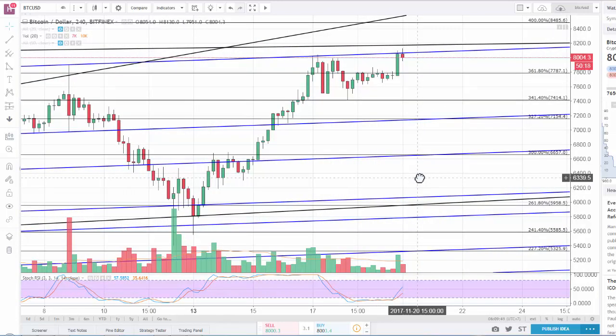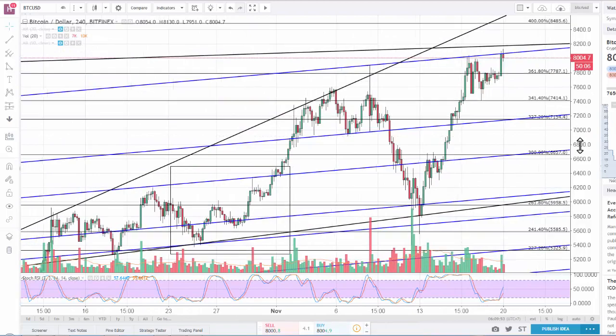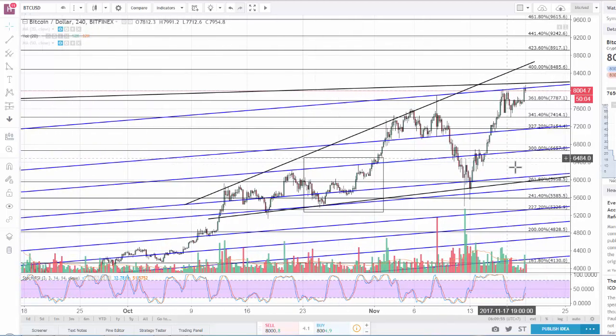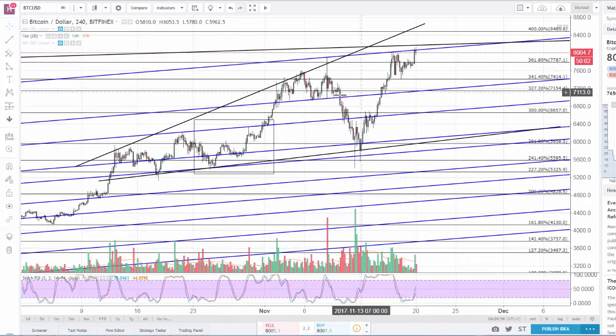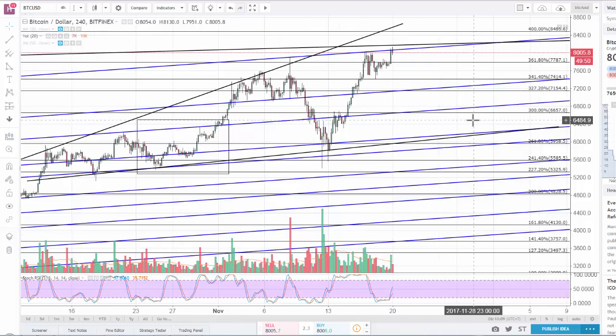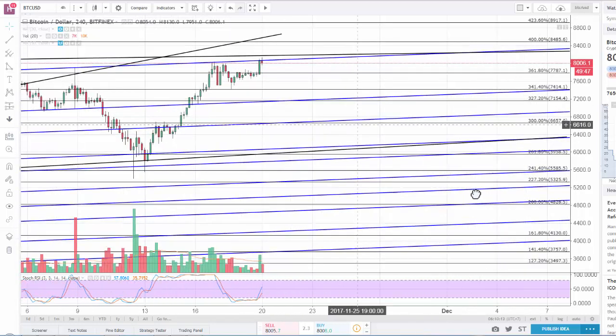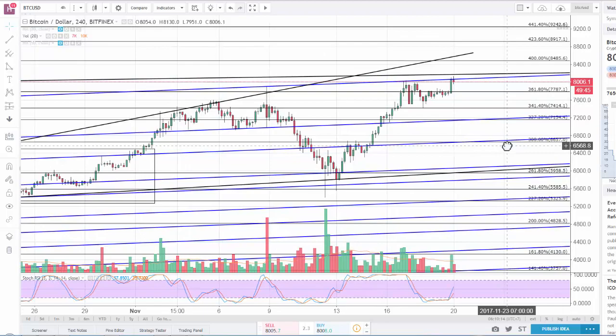So Bitcoin, this is the Bitcoin versus US dollar 4-hour candles from Bitfinex. I know I have a lot of lines here, guys. I hate it when it's full of lines, but I need to leave them here because they're so significant. I drew these blue lines long ago, and these horizontal thin black lines too, and they are really, really good support and resistance every single time.